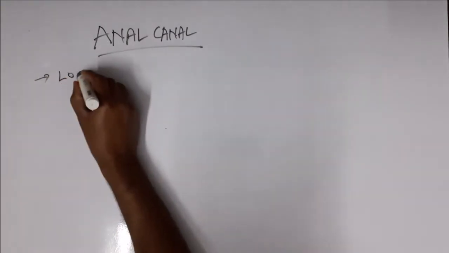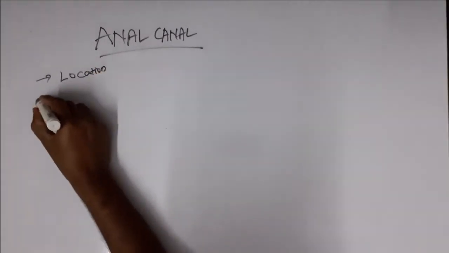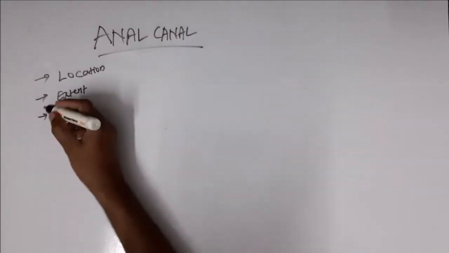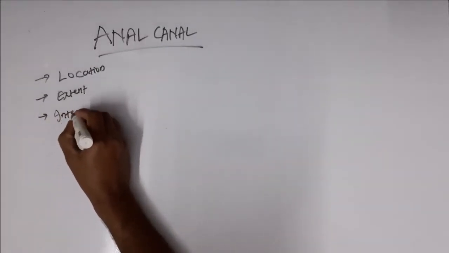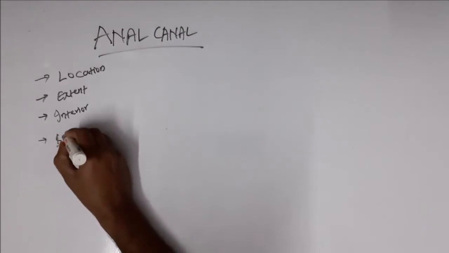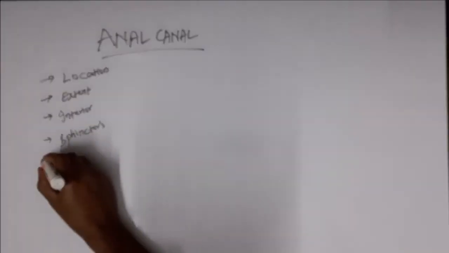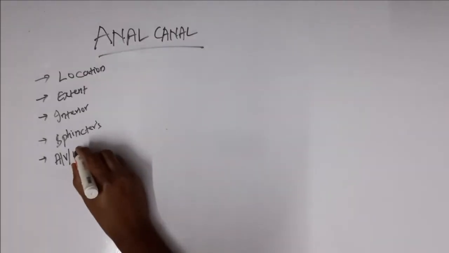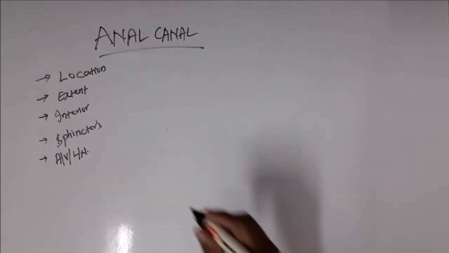So this we'll be seeing under the following headings: where it is located, then what are the features, like what is the extent of it, and next we'll be seeing the interior of the anal canal. Then at last we have sphincters related with this anal canal, followed by arterial supply, venous drainage, lymphatic, and nerve supply. So where is it located?